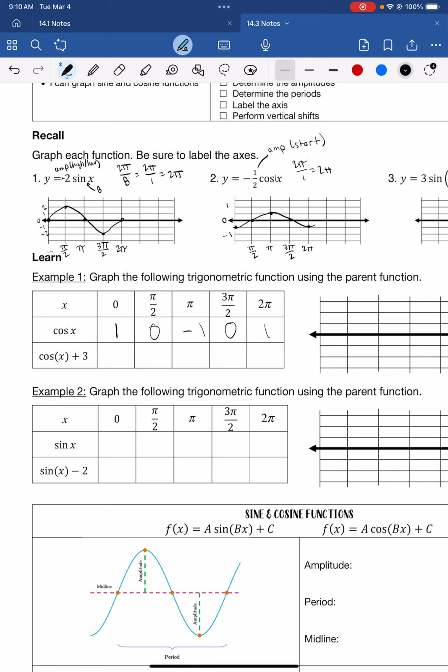So if we were to add 3 onto the end of it, what is this going to change? Well, 1 plus 3 is 4. 0 plus 3 is 3. -1 plus 3 is 2. 0 plus 3 is 3. And then 1 plus 3 is 4.